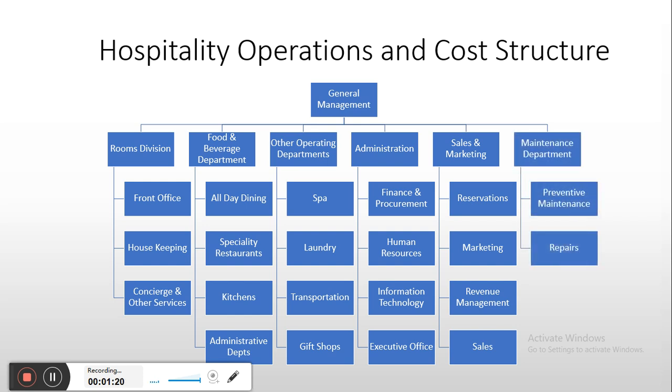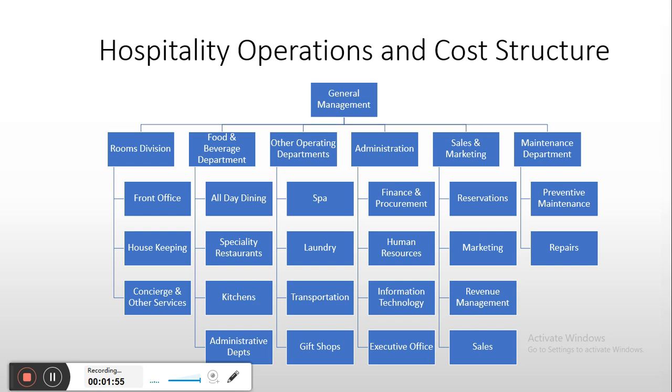So some hotels may have all of these, some hotels may have additional departments such as renting of offices and other departments such as sea sports, and depending on the location of the property, size of the property, some hotels have combined them, like there is no gift shop or the gift shop is part of front office, there is no spa or there is no laundry, or sometimes the finance and procurement is taking care of executive office.